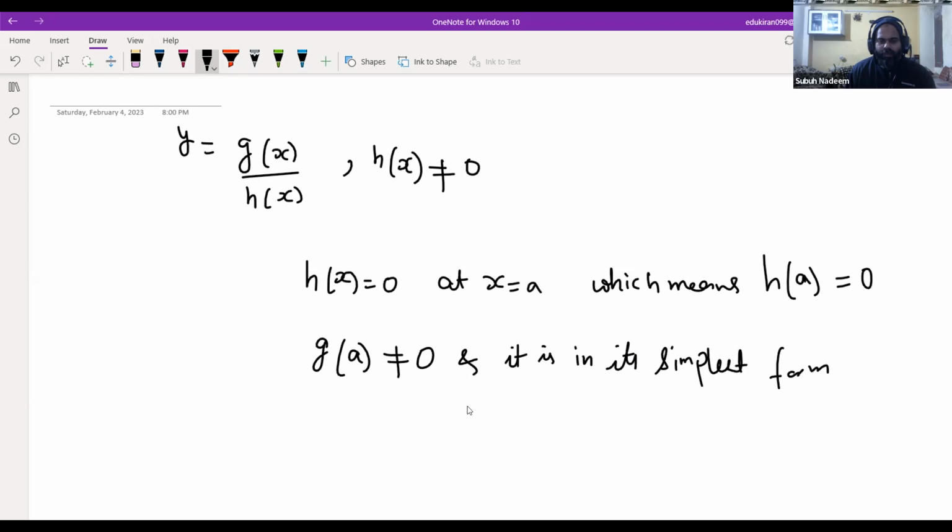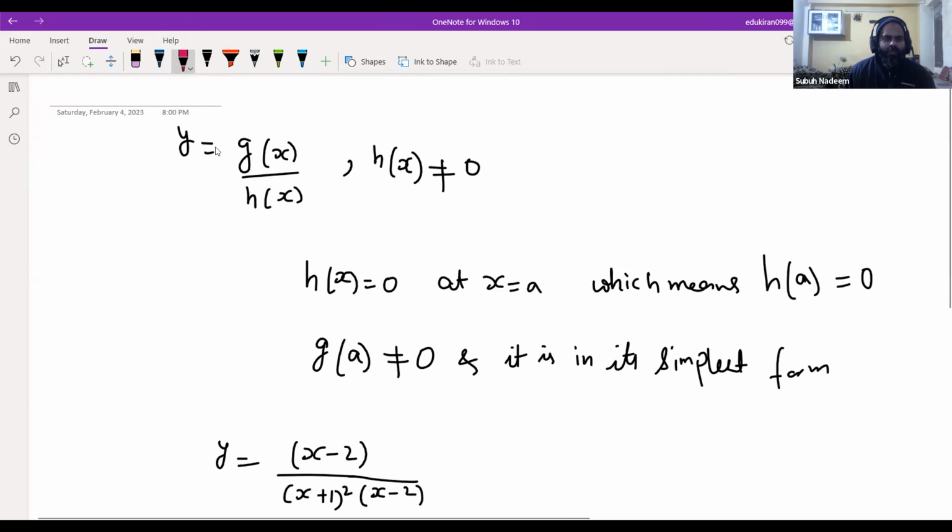What it means actually is, for example, if it is given as y is equal to (x minus 2) by (x plus 1) whole square into (x minus 2). So this is not in its simplest form. When will it become in its simplest form? When the common terms get cancelled. So you will cancel x minus 2, then you will get 1 by (x plus 1) whole square. This is in its simplest form. Of course, 2 is not in its domain. We'll discuss that later. But right now, this is its simplest form because the numerator and denominator had a common term which we cancel.